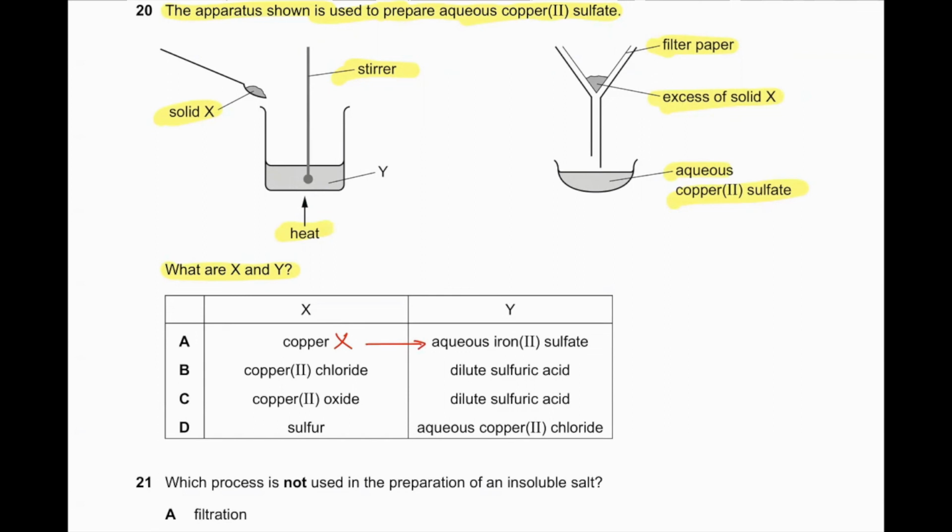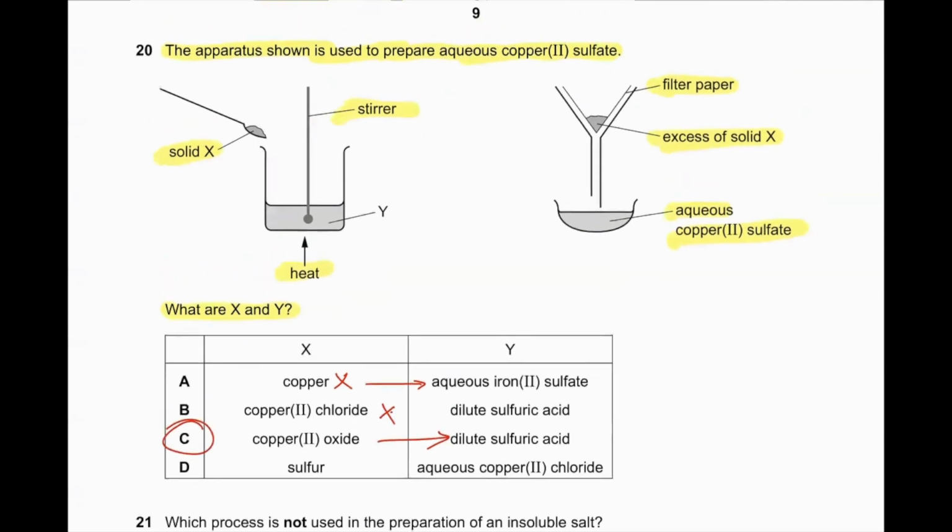All right. Part B, copper 2 chloride and dilute sulfuric acid won't react together, so B will not be correct. Copper 2 oxide and dilute sulfuric acid will react together to produce copper sulfate. So this will be the correct statement. Question number 20, C is the correct answer.